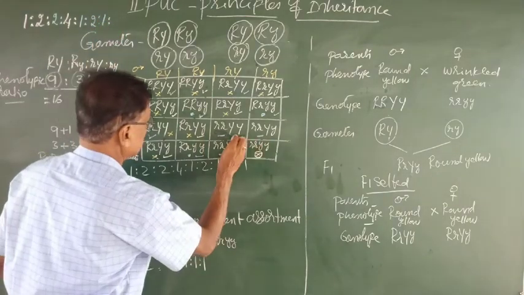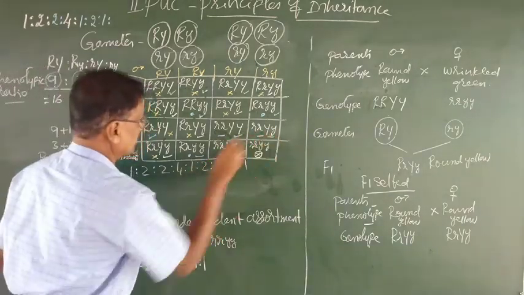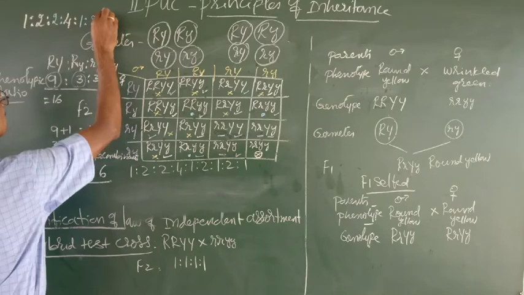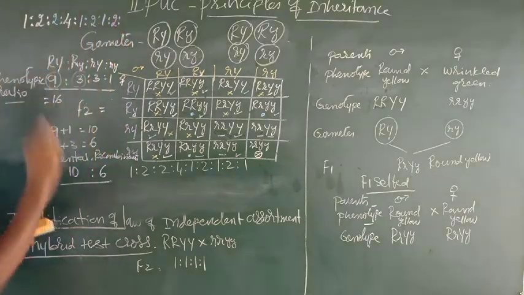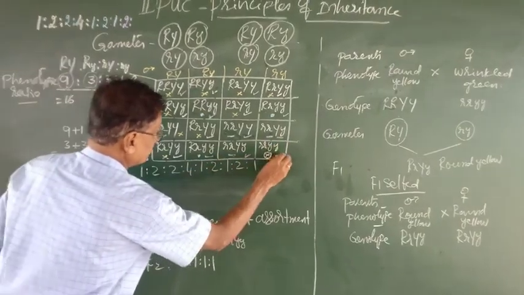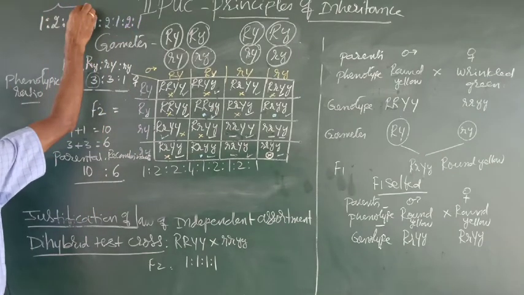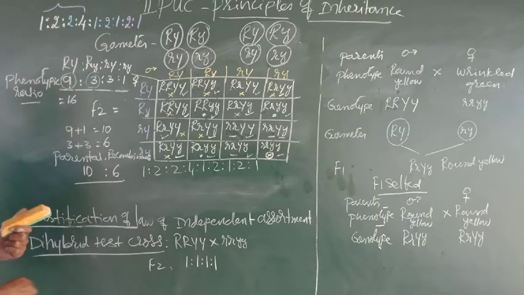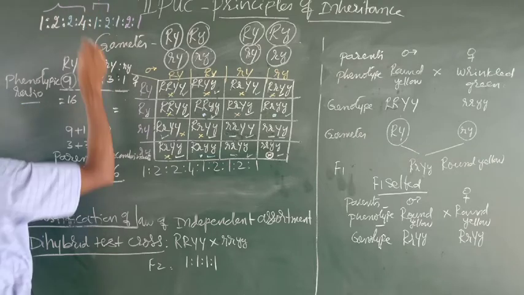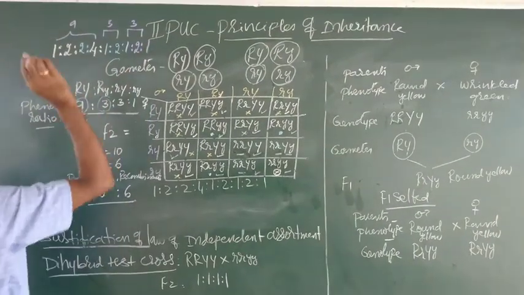Observe the other. Here capital Y, small y. This is 1. And here capital Y, small y. This is the 1. Hereby it is 1:2. So total 3. And lastly, this is the wrinkled green, that is 1. Thereby from here to here it is 9, that is round yellow, and this is round green 3, and this is the wrinkled yellow 3, and this is the parental 1.